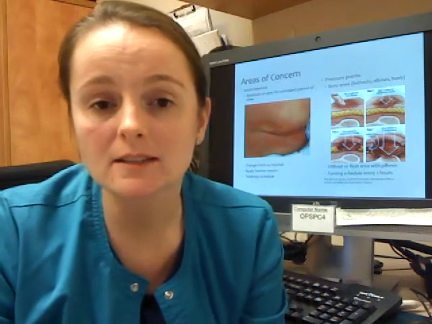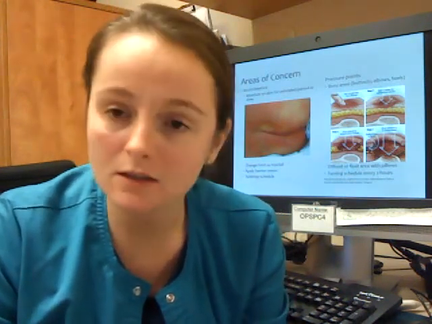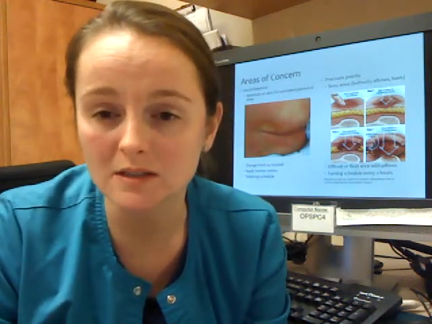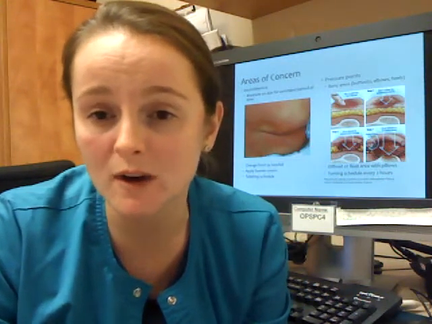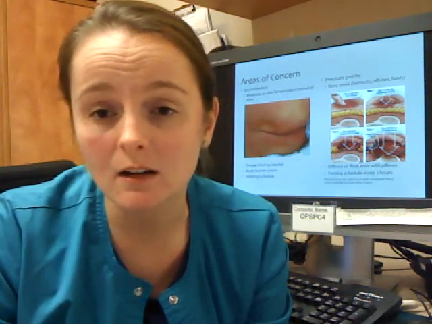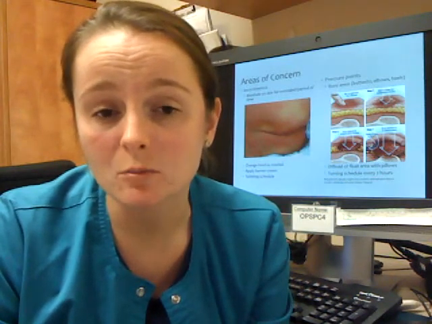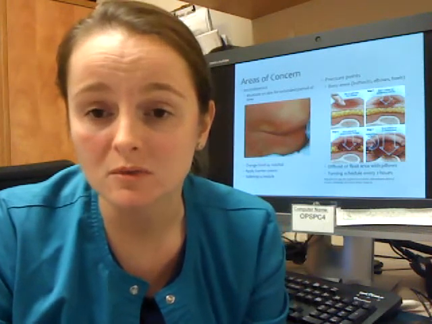And that's non-blanchable erythema. What that means is that when you press down on the skin and you release, you'll see a white circle and then it quickly turns back to pink. Well, when you press down on these red areas and you don't see that pink at all, that's considered non-blanchable, and this is the first sign of a pressure ulcer developing. So it's important to immediately implement pressure relief there.